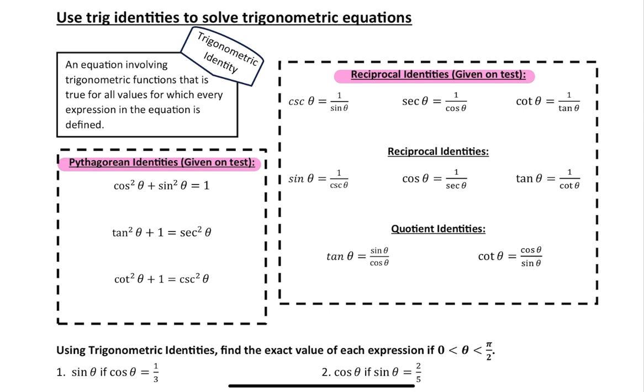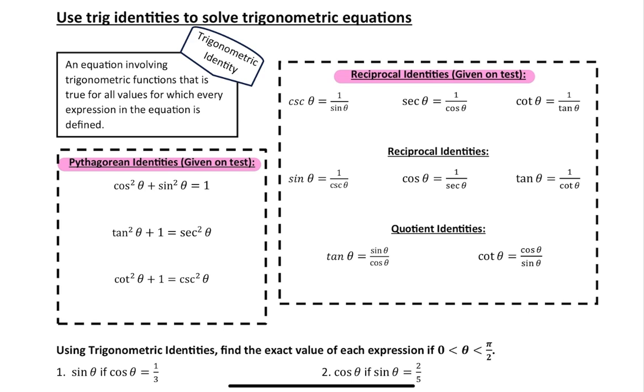The ones that I have highlighted here are the ones that are given to you on the test. The other ones are ones that you are going to need to know. Starting with our Pythagorean identities, the first one, and I would say probably one of the most common ones, is cosine squared plus sine squared equals 1.